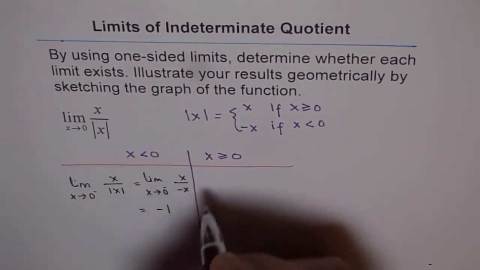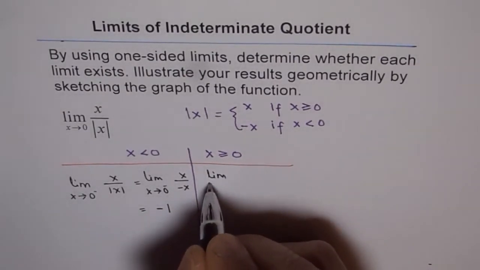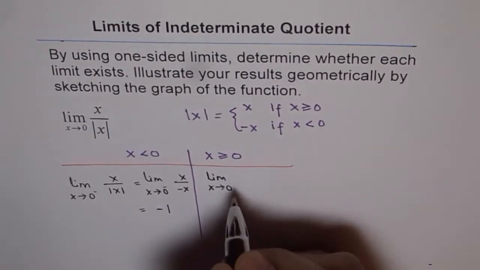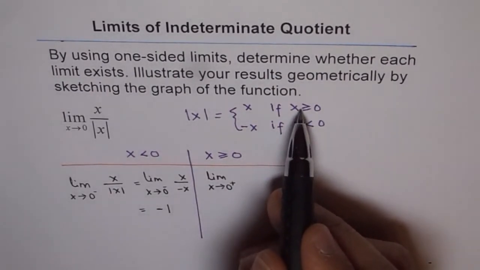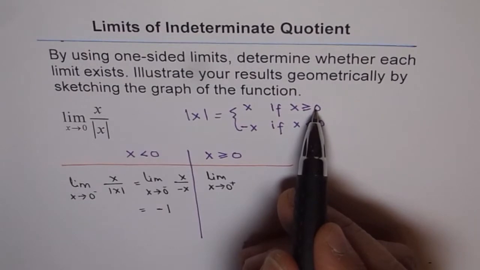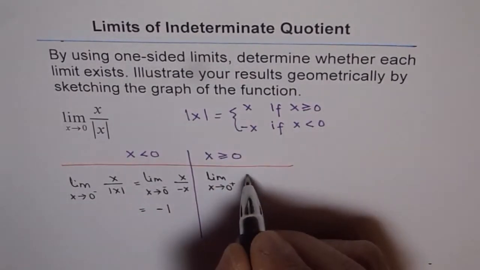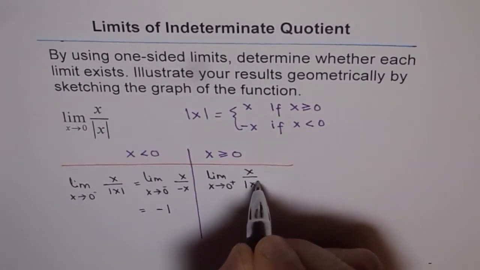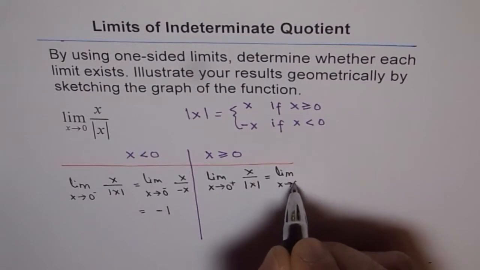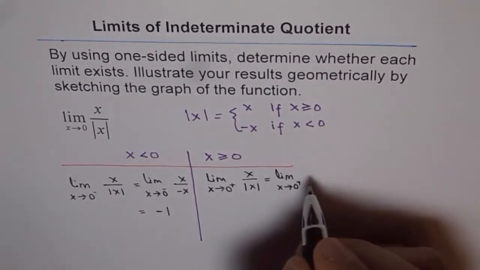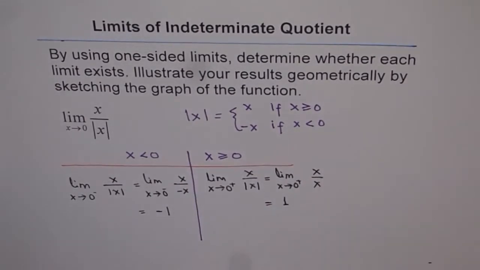On the other hand, let's do it once again for the limit as x approaches 0 from the right side, that means plus. If you are approaching from the right side, x is greater than 0, right? Therefore, absolute x is plus x. So we can write the limit of x over absolute x is actually equal to the limit of the function for x approaching from the right side, which is x over x, which is equal to 1.